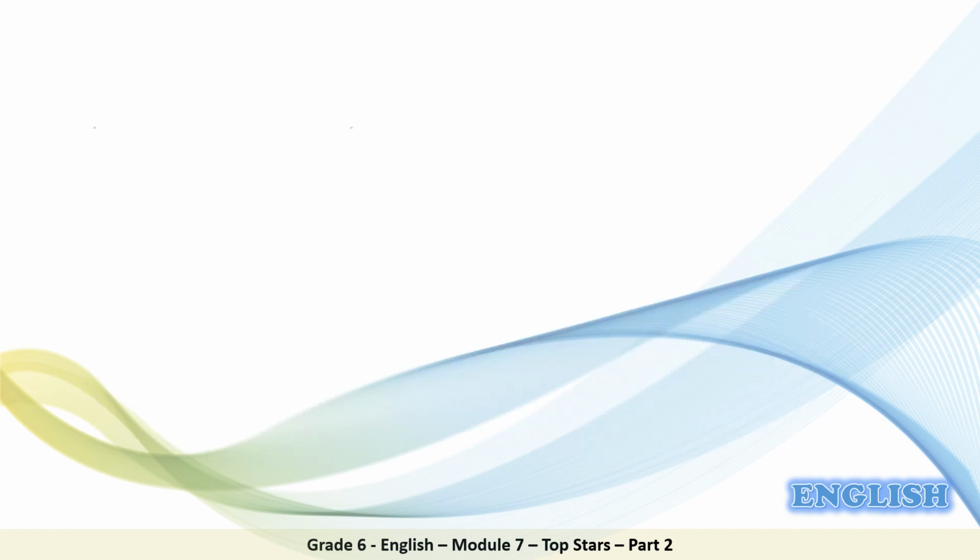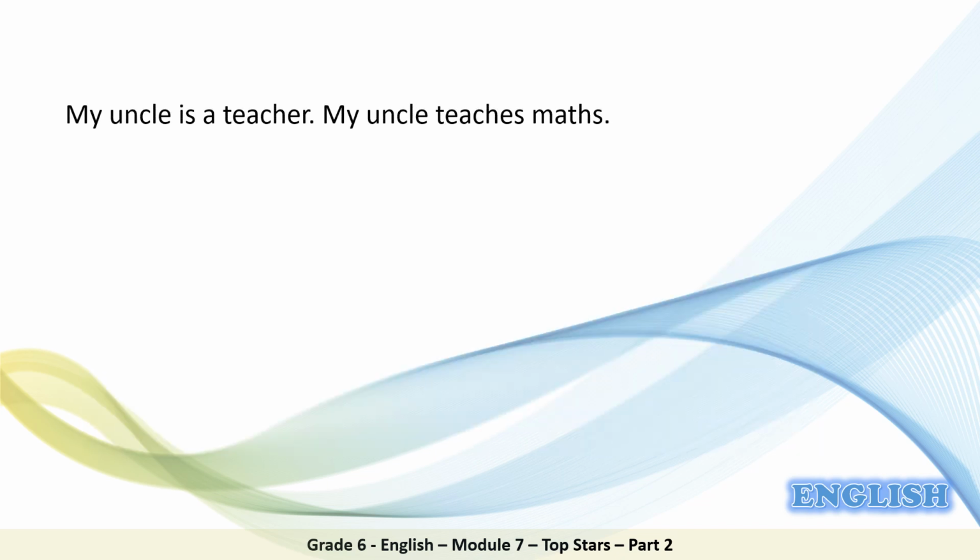Now let's read this sentence together. My uncle is a teacher. My uncle teaches math. What do you notice? Excellent. The repetition of this word. Do you remember the previous activity we did together? Yes. What kind of word is it? It's a noun, a name of person.